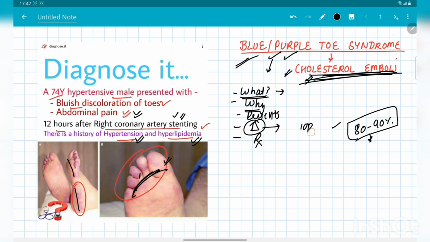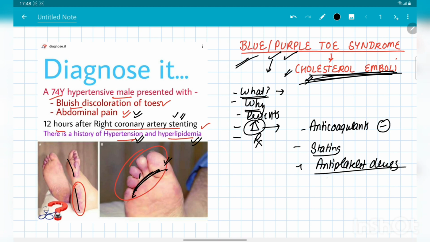Now, in the end, about the treatment part, there is no specific treatment for this disease, but in the beginning, the main treatments are supportive treatments according to that system. And one thing that we can do, we can stop the anticoagulations. The anticoagulants should be stopped. And some drugs we can give are the statins, because the statins basically stabilize that plaque. The other drugs that we can give are antiplatelet drugs, because due to platelet aggregation along with the cholesterol crystals, the aggregated platelets also block those small arteries.